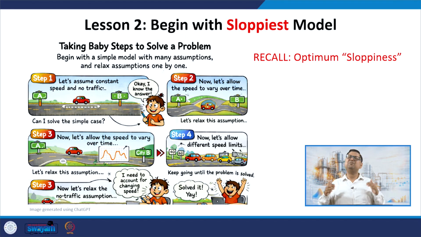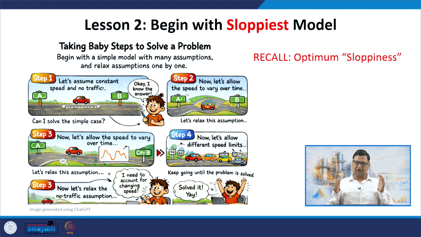Start with the simplest possibility. Let us say a car is going and there is no other car in the universe, this road is entirely empty, and then how much time will it take? There are no traffic signals whatsoever. Then let us say we add certain complications. Okay, speed is not constant. Okay, there is traffic. Okay, there is all kinds of traffic, right?